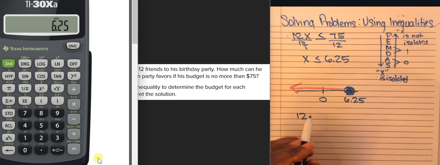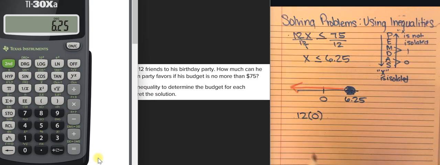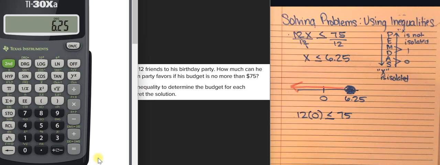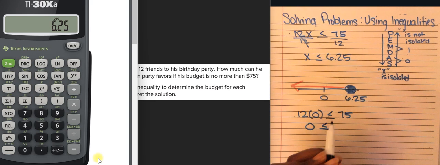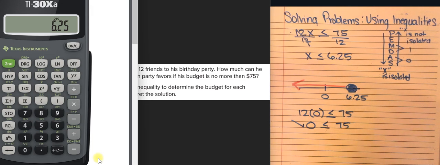So I will use a common number that we can see, let's say 0. So let's make that 0. 12 times 0 is going to be less than or equal to 75. All right. So 12 times 0, that's saying he spent no money on his friends. Then, I mean, that's obvious, right? 12 times 0 is going to be 0. And of course, that is less than or equal to 75. So this is a true statement.